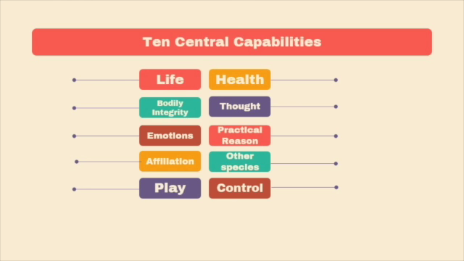Nussbaum explains central capabilities as having 10 key points. 1. The capability to live a full and healthy life while living to a median age. 2. The ability to be healthy, both mentally and physically, through proper nutrition and exercise. 3. Bodily integrity, meaning one can go where they choose, safe from violence, sexual assault, and misconduct. 4. The ability to have senses, imagination, and thought. 5. The ability to feel emotion.